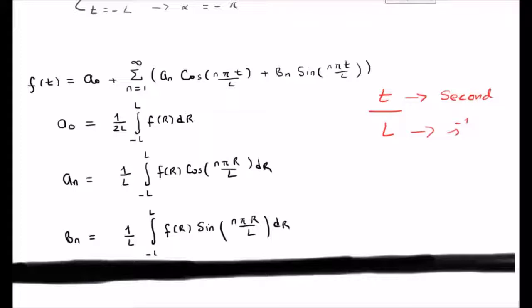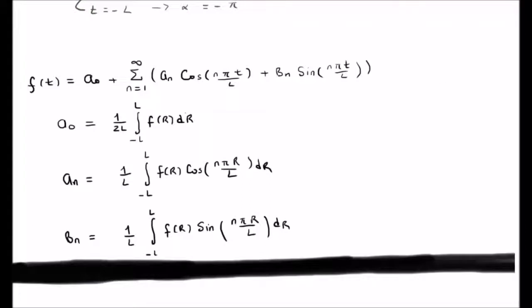Now let's say we didn't have t, but rather we had x, measured, let's say, in meters. It would mean that L would have to be measured in meters. So L would be our spatial length scale, and the quantity n pi over L would be our spatial frequency. So we are already talking about the frequency domain.